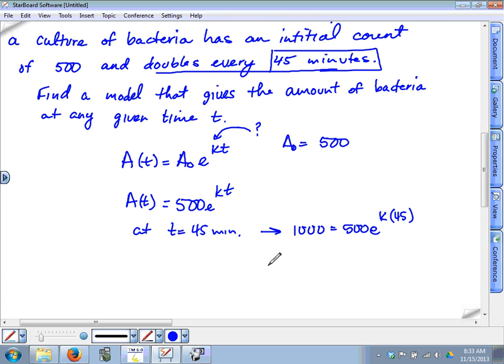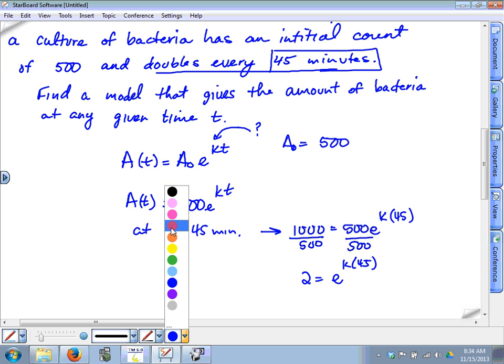Yeah. Do you have to do 1,000 or could you do like 2,000 and 4,000? You could, but if you wanted 500 to grow to 2,000, you'd have to have two 45-minute time intervals pass. You'd have to have an hour and a half. Does that make sense? We've only let one 45 minutes pass, so that means it becomes 1,000. So if you divide by 500, then that becomes 2 is equal to e to the k times 45.